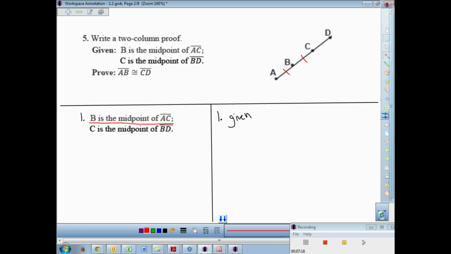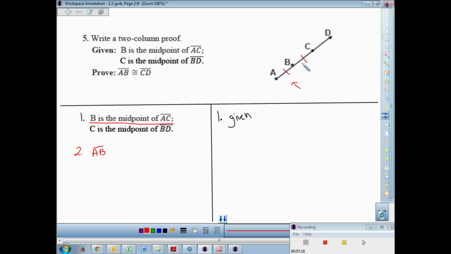Didn't we just mark something in the picture? Right? So step 2, what did we mark? We put a tick mark on this one. What's the name of this segment? Segment AB. What was the other segment's name that we put a tick mark on?